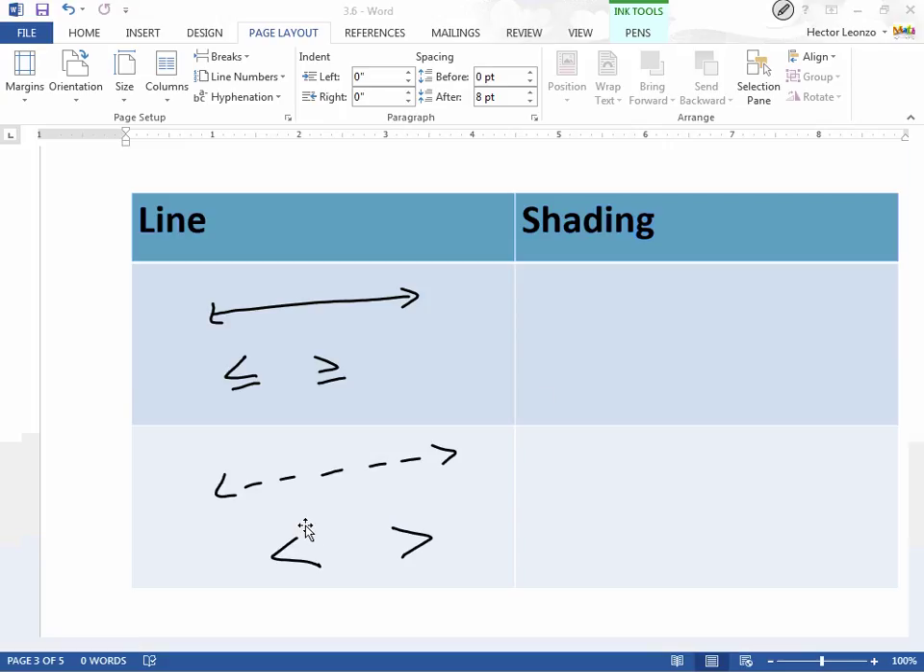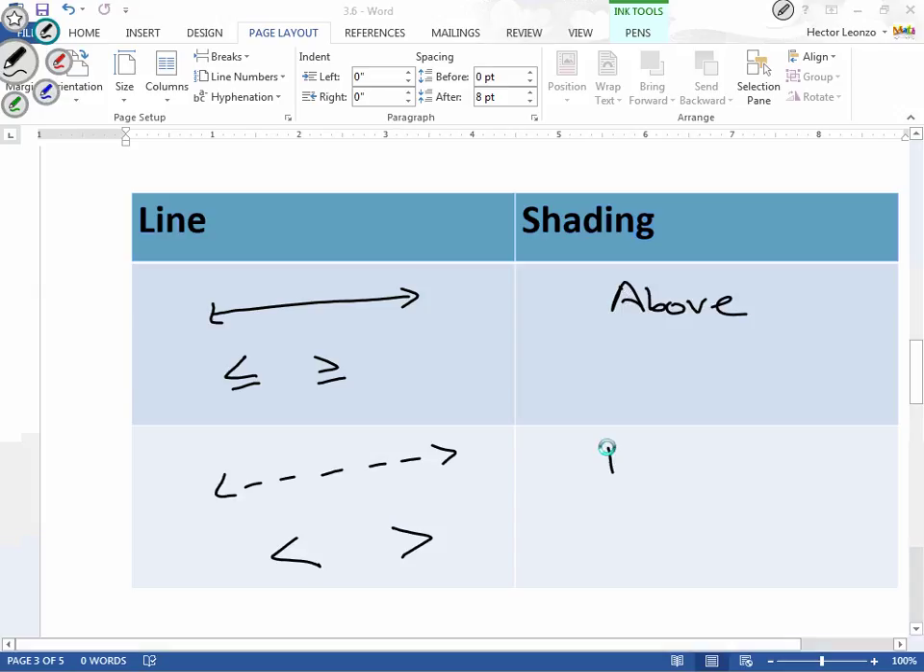Now, for the shading, because we know sometimes we shade above the line, sometimes we shade below the line. So let's take a look. Sometimes we're going to shade above the line. Sometimes we're going to shade below the line.